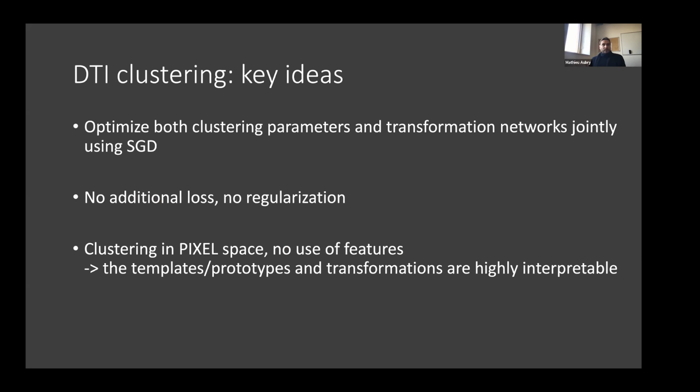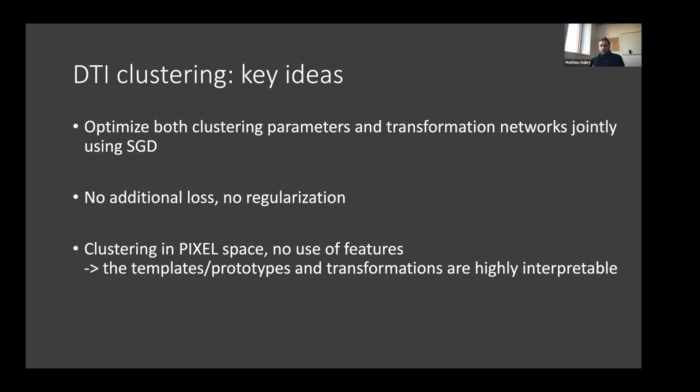So to summarize, the key idea of this deep transformation invariant clustering is to jointly optimize the clustering parameter and the transformation network, and to do it with SGD. Compared to k-means or just reconstruction, there is really no additional loss, no explicit regularization, just the network and the constraints on the deformation that we have. And the cool thing is that the clustering really happens in pixel space.